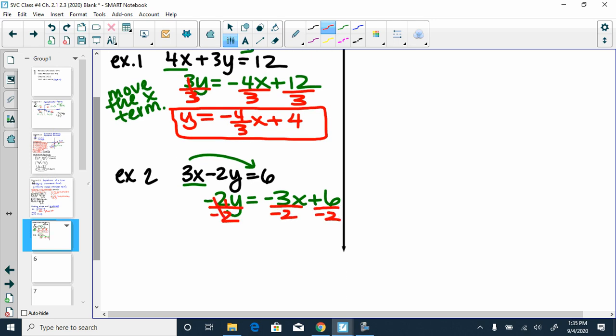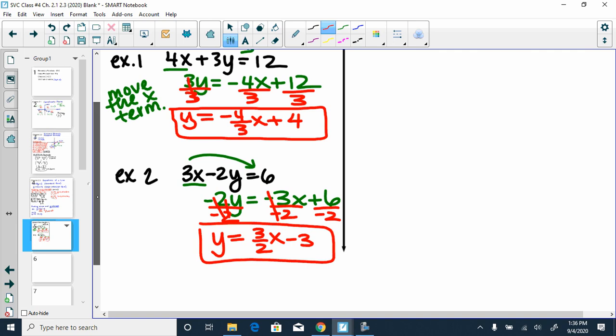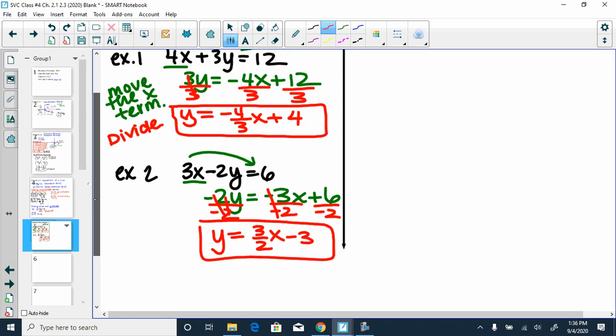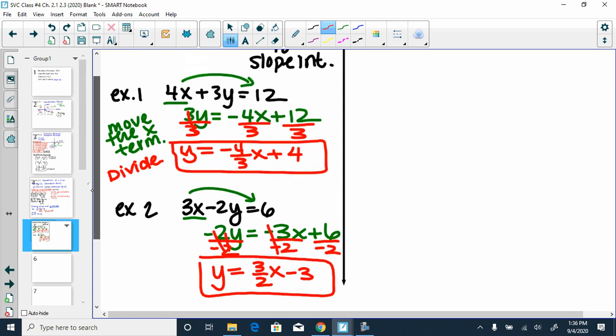So on the second one, I'm going to divide them both by negative 2. Something happens here. Negative divided by negative does turn positive, and you should do that. Okay, and 6 divided by negative 2 is negative 3. Okay, so the second step is going to be just to divide. Okay, and that will take you straight to slope-intercept form.